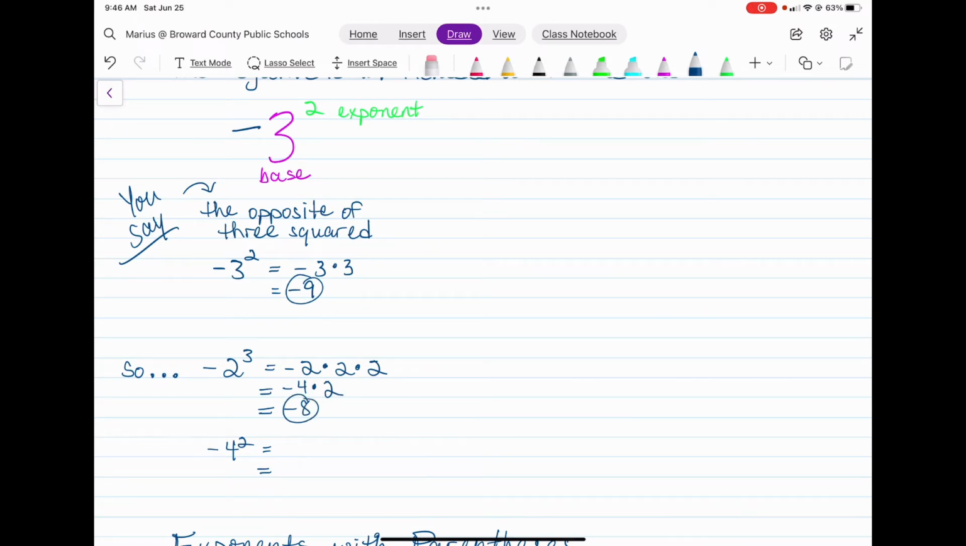Now, the second example, we have the opposite of 4 squared. So once again, that would be written as negative 4 times 4, and then that would make negative 16, because a negative times a positive is a negative.